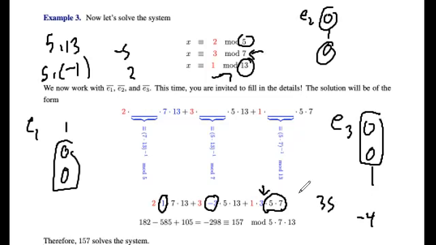So we have that. So if we add this up and consider it mod the product of all the mods, 5 times 7 times 13, that solves the system. So 157 would solve the system, and you can add by any multiple of 5 times 7 times 13 and get another solution, but it's just one solution per chunk when you're modding out by that.